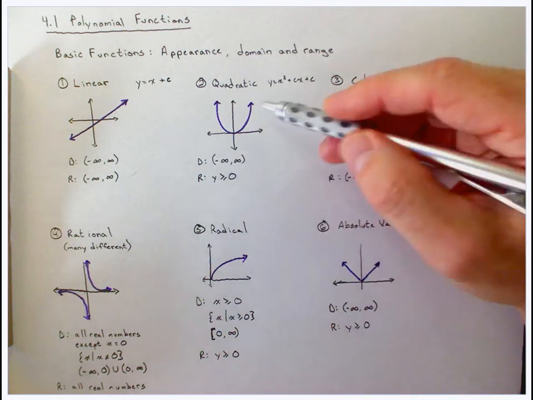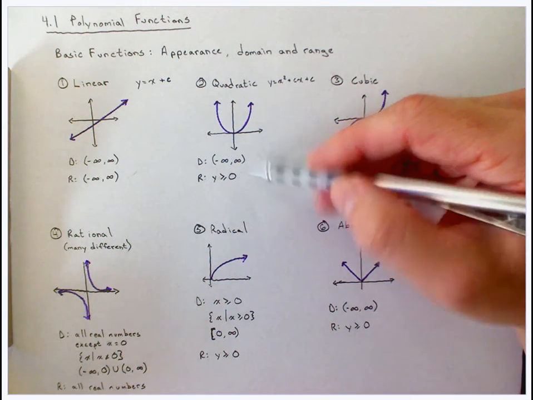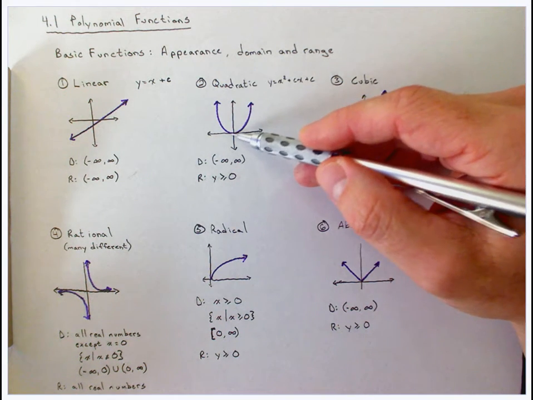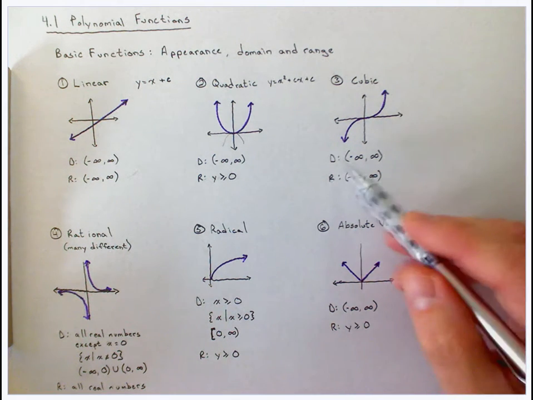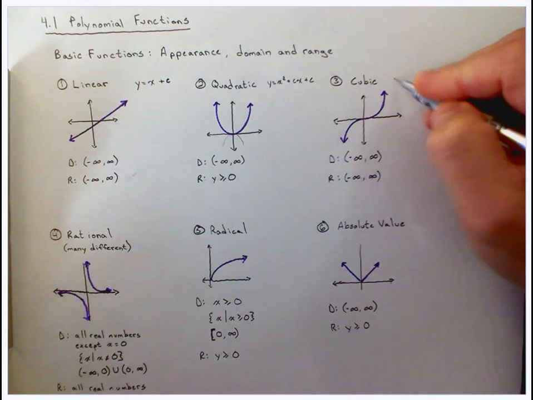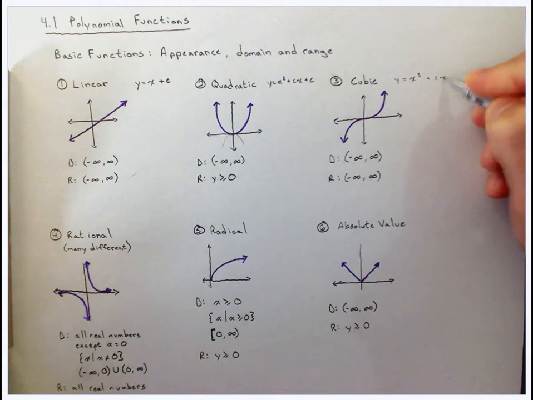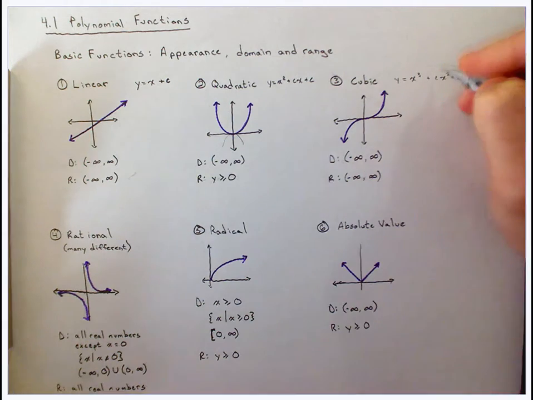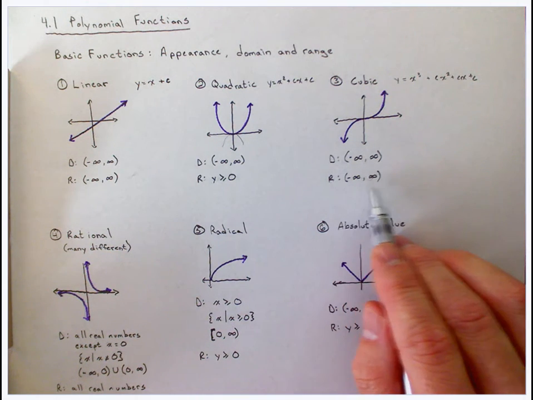Your domain for quadratics is all real numbers. Your y varies. It's based off of where it's actually located, if it opens up or if it opens down. Your cubic, it has this basic shape, and we're looking at something like this: y equals x cubed, and we could have x squared and x. The domain is all real numbers. Your range will end up being all real numbers.